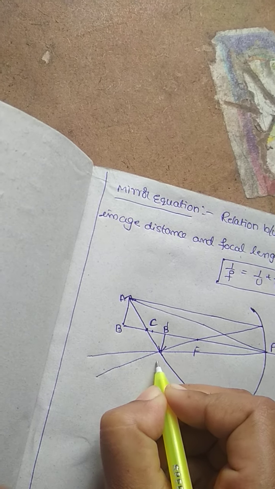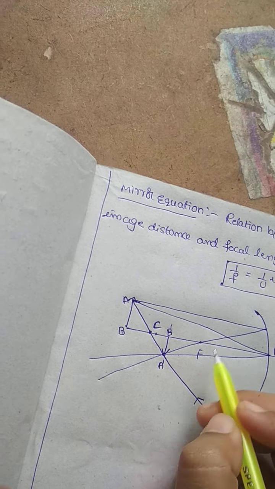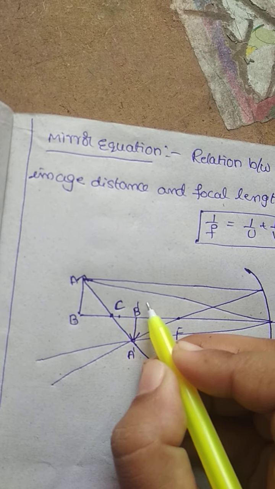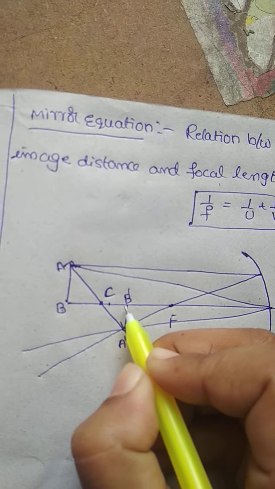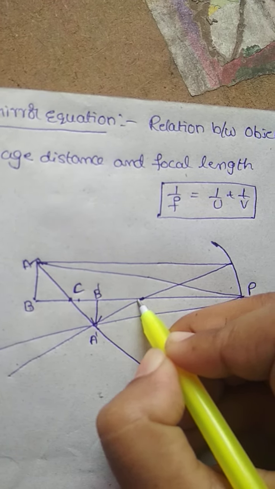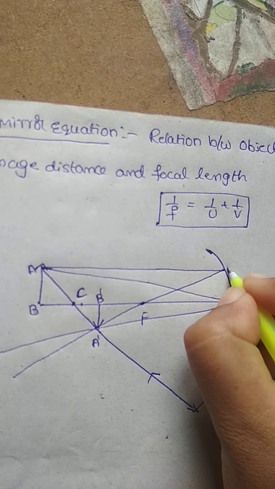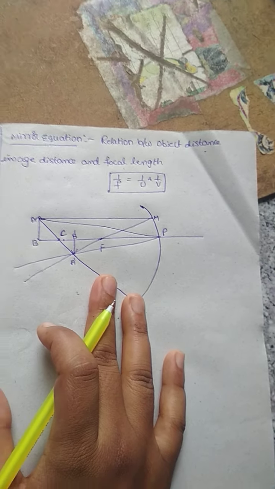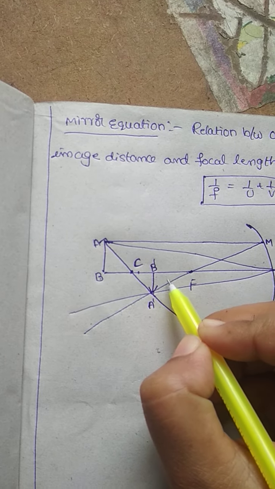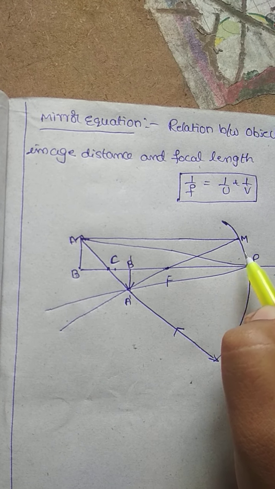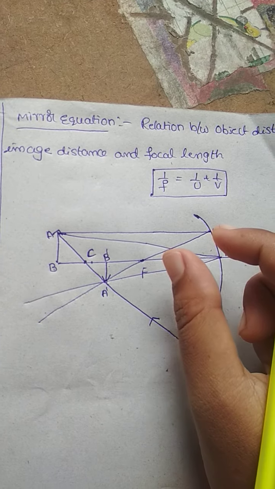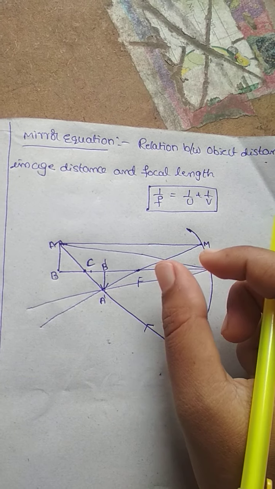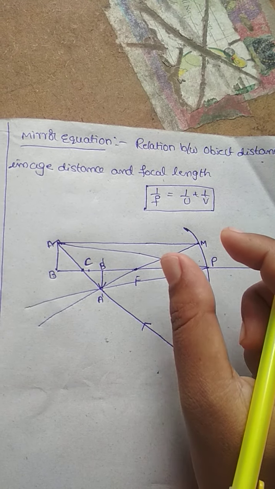So B dash and A dash. Here I am considering 2 triangles. What are they? A dash B dash F is one of the triangles, and FMP is the other triangle. These 2 triangles are similar triangles. That means this makes an angle theta, and this also makes an angle theta. For these similar triangles, the ratio of sides will be equal.